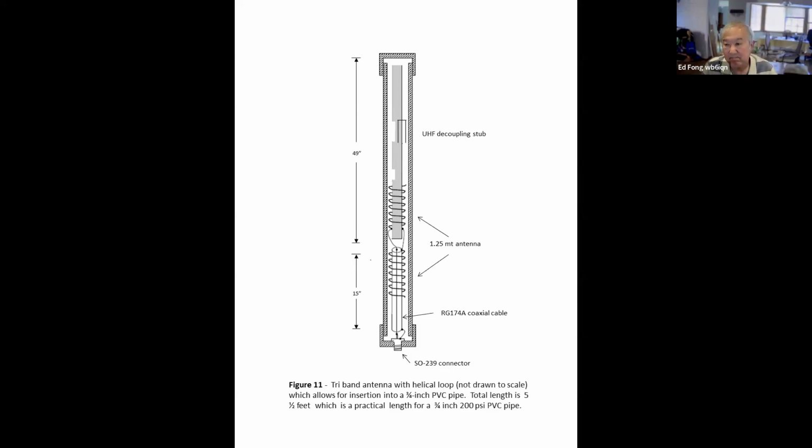How much effect does the diameter of the tubing have on the bandwidth? Diameter of what? Of the coil? PVC pipe? Oh, none. The 2 meter just works fine. That'd just be a regular J pole. What you're saying, the diameter of the PVC pipe or what?